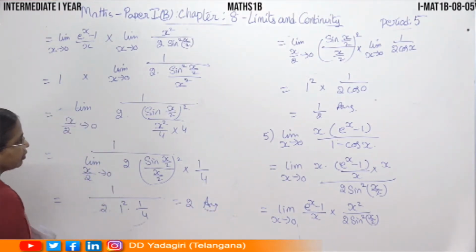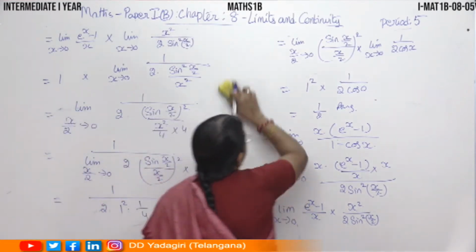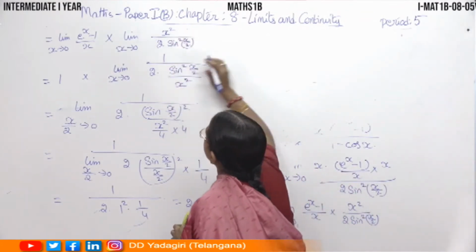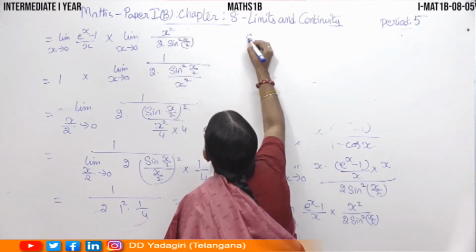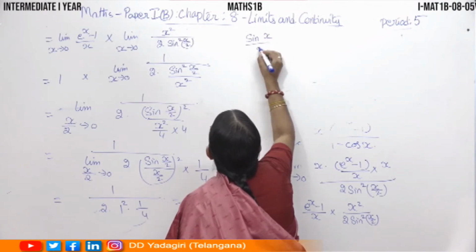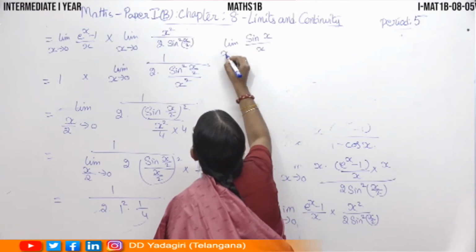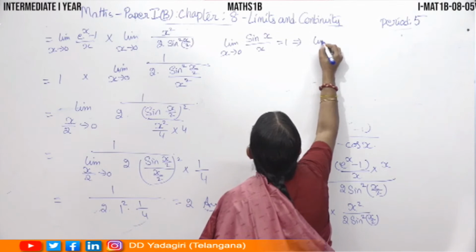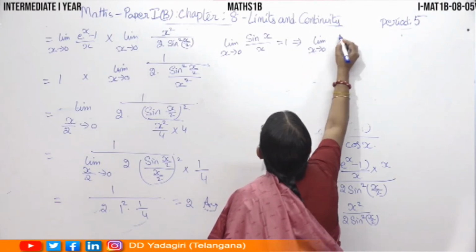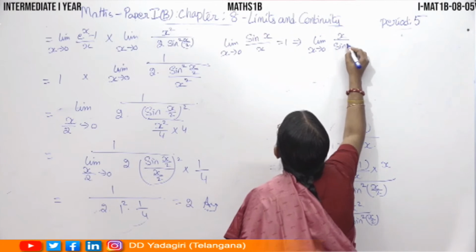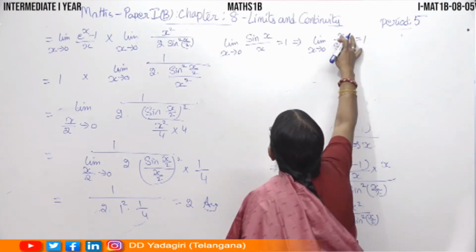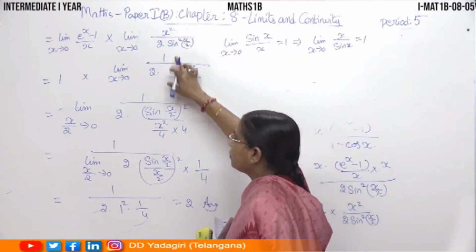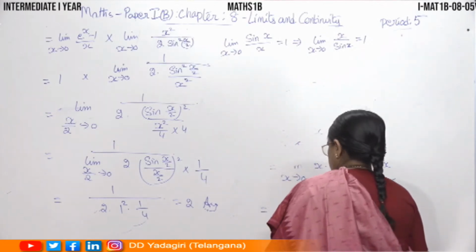Or else instead of doing all this, you could have also taken like this. Instead of bringing x square to the denominator, you can also use sin x by x. Limit as x tending to 0 of sin x by x is 1, no? So this also implies that limit x tending to 0 of x by sin x is also equal to 1. Because you can take x to the denominator and do like this. So here itself you could have done multiply and divide by 4 and you can get the answer.